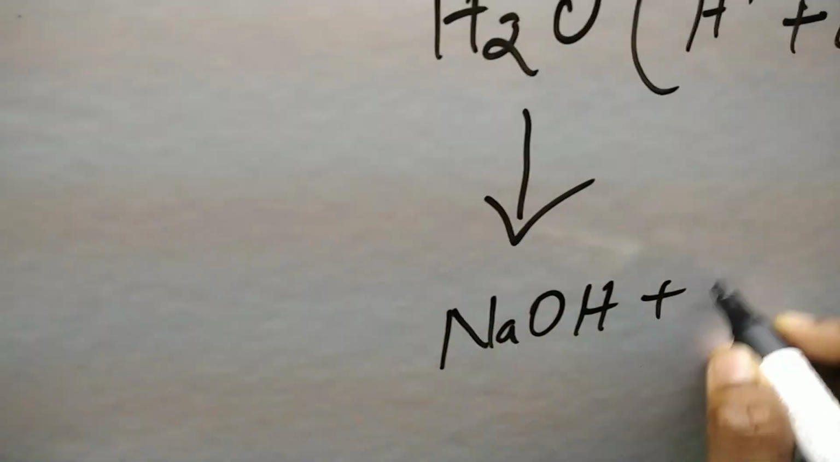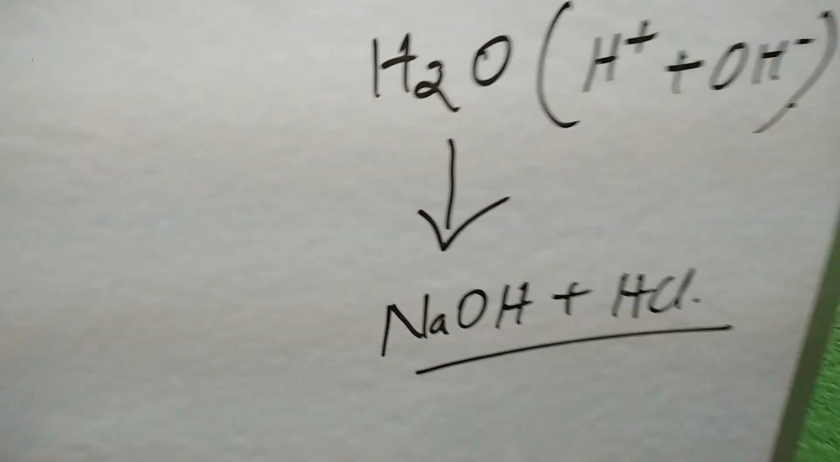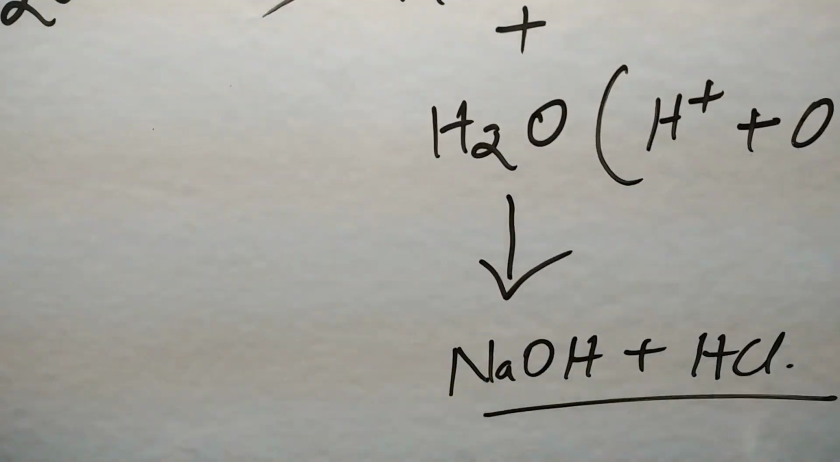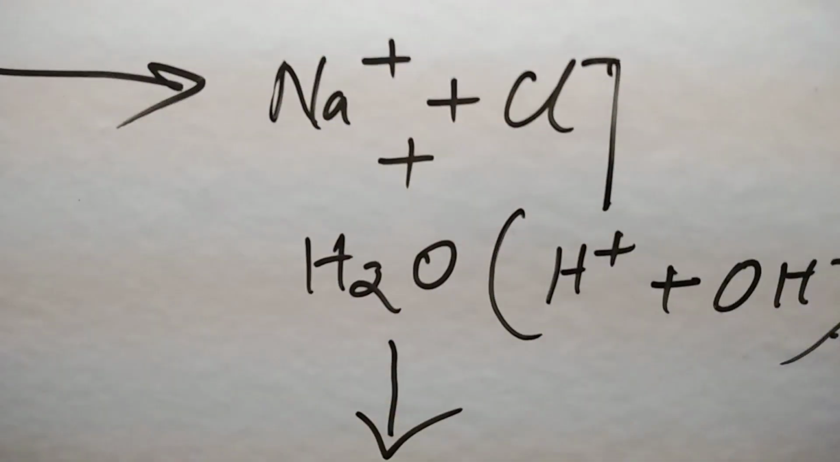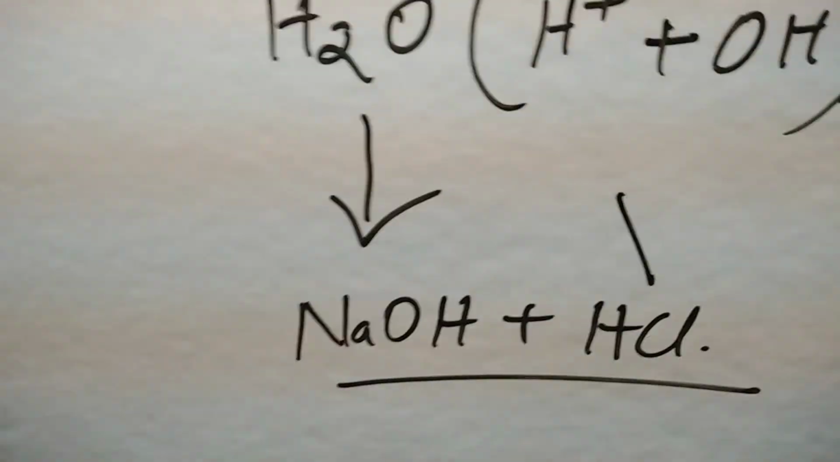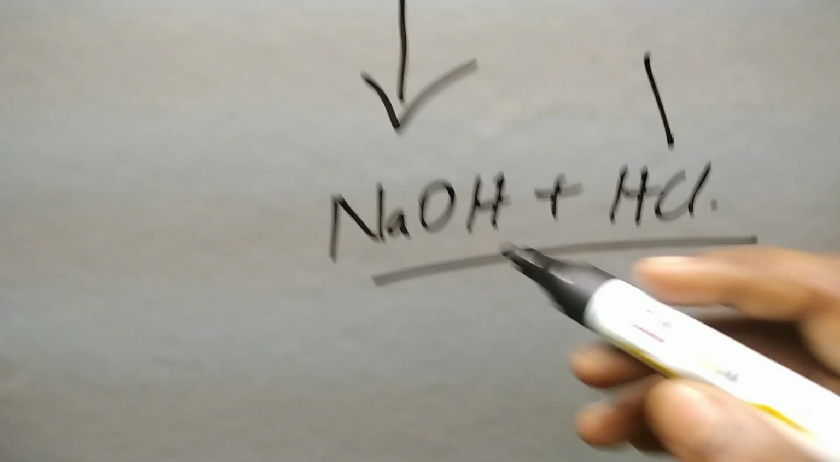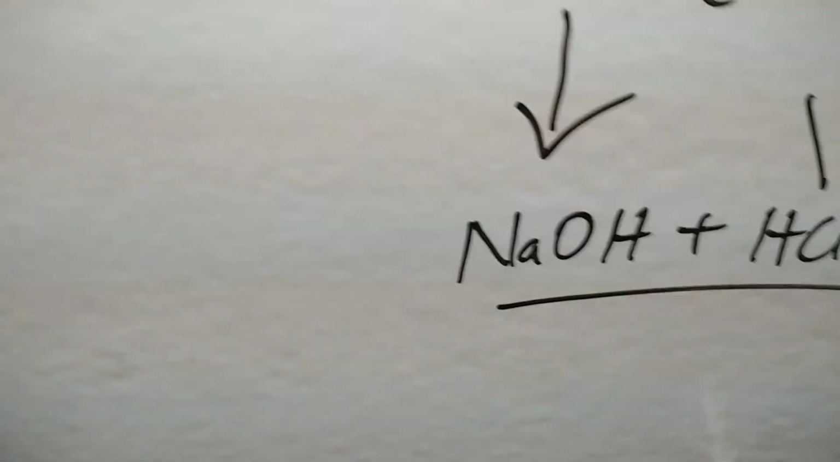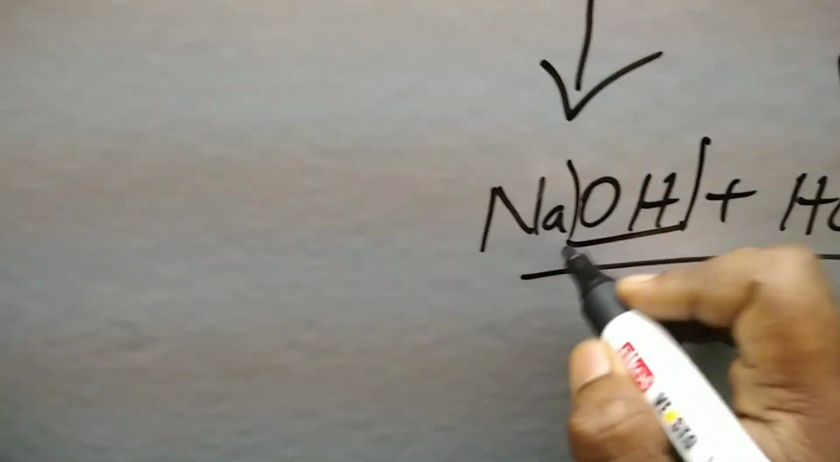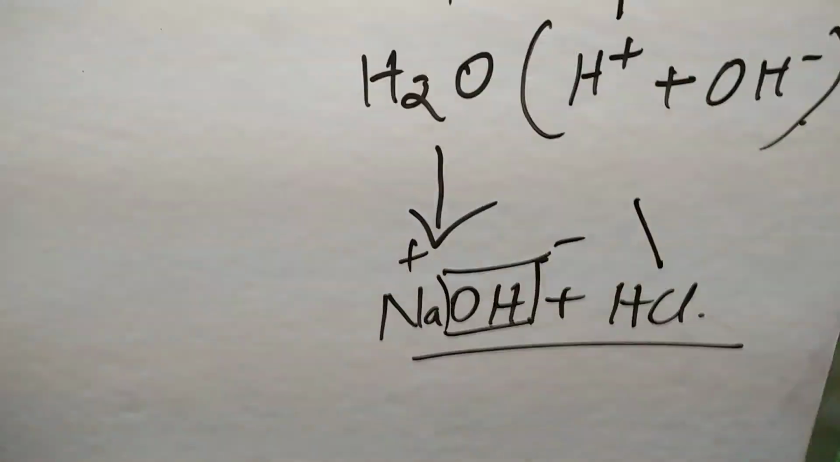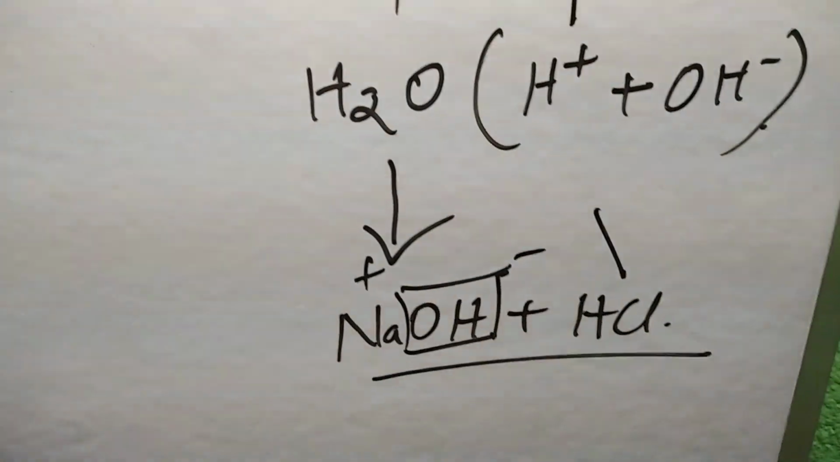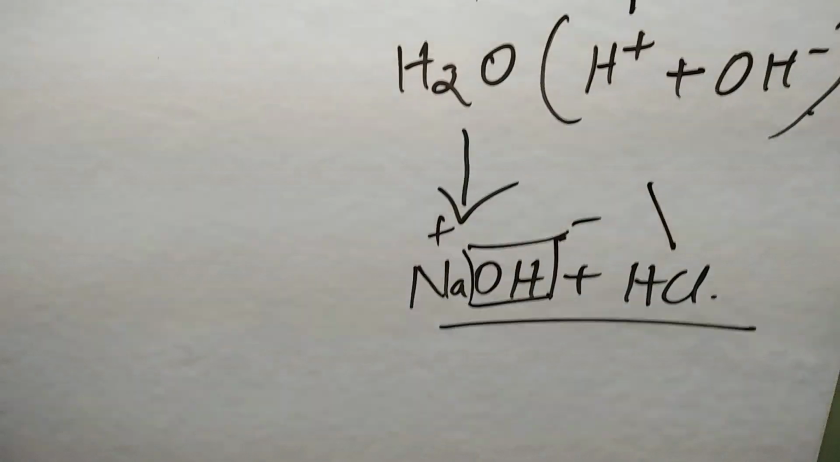sodium hydroxide plus HCl. See, I told you that acid depends on H+. See what happens, this H+ takes Cl- and forms the acid. So basically acid depends on H+ and base depends on OH-. So see, OH- is there, this is Na+ and OH-. Sodium reacts with OH- to form the base, so base depends on OH- and acid depends on H+. This is the funda.